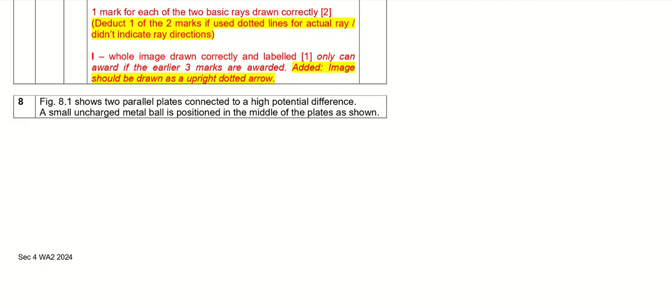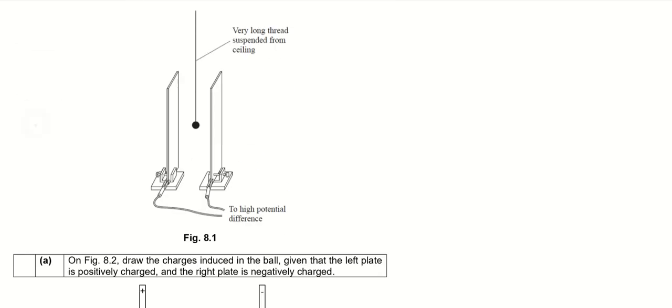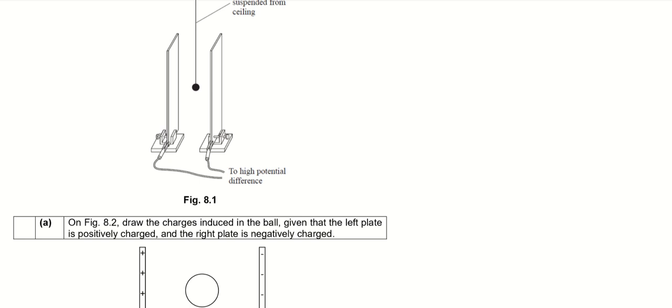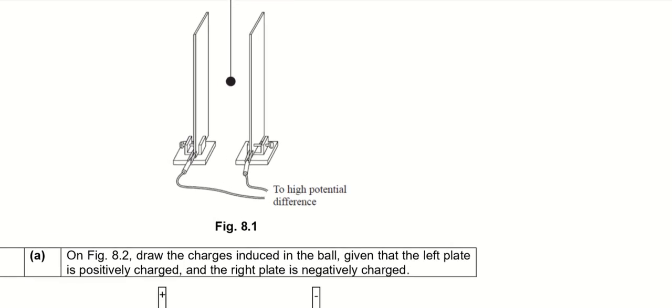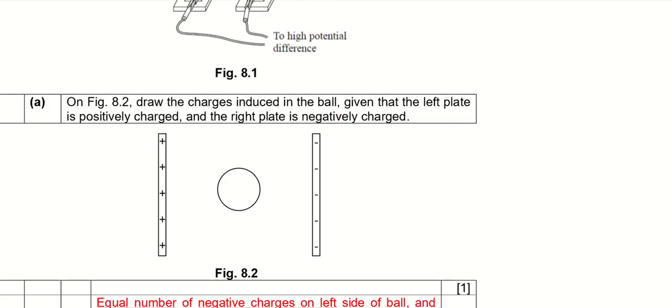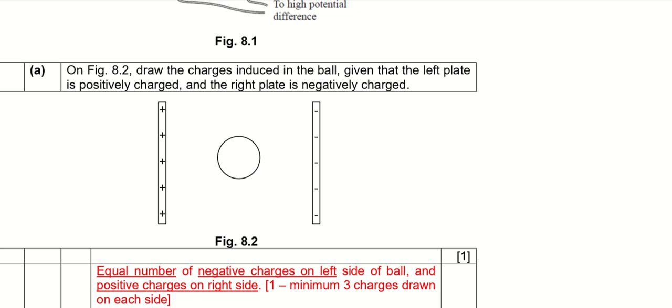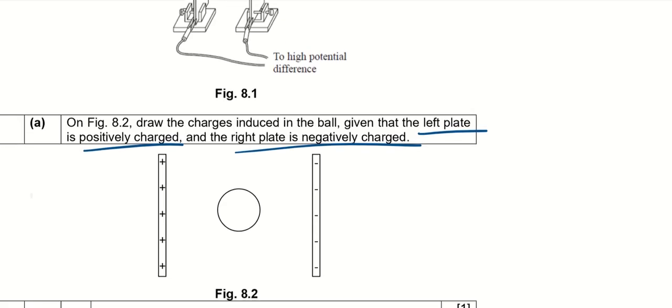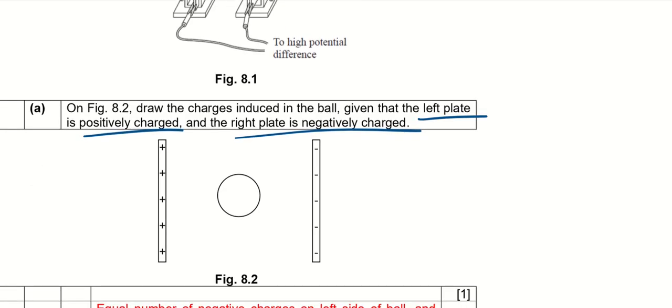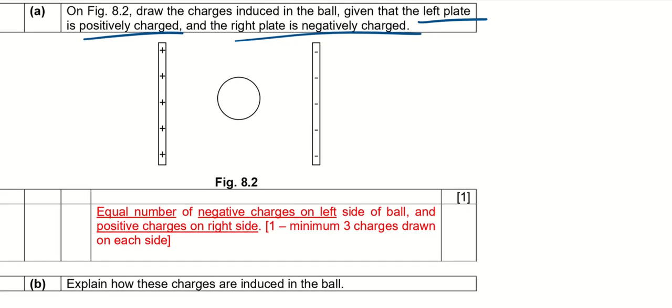Now, question 8.1, it shows two parallel plates connected to a high potential difference. A small uncharged metal ball is positioned in the middle. Okay, so this is high potential difference, so we don't know where's positive and negative, right? But doesn't matter, they want us to draw. Oh, they told us left plate is positively charged, right plate is negatively charged. So if you are connected to the positive terminal, you will be positively charged. So this is the answer.